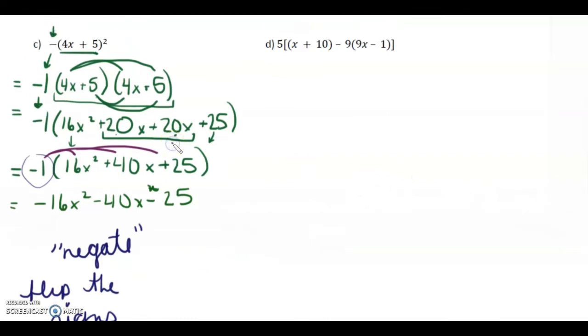All right, D. We're going to do the bracket first. So I'm going to leave the 5 here, and I'm going to do the big square bracket. x plus 10 remains as x plus 10 because there's no number in front of this bracket. So let's just take it out of the bracket. Now, the -9, I'm going to distribute into the second bracket. So -81x plus 9.